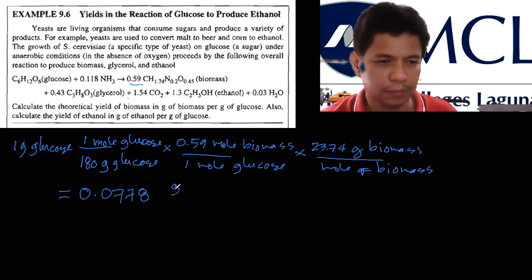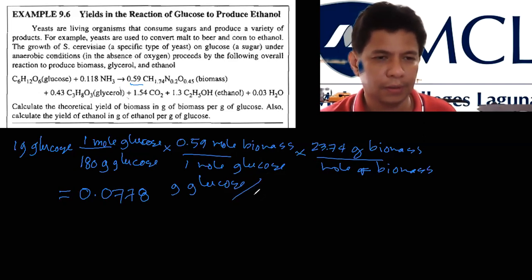So this is grams of biomass per grams of glucose.